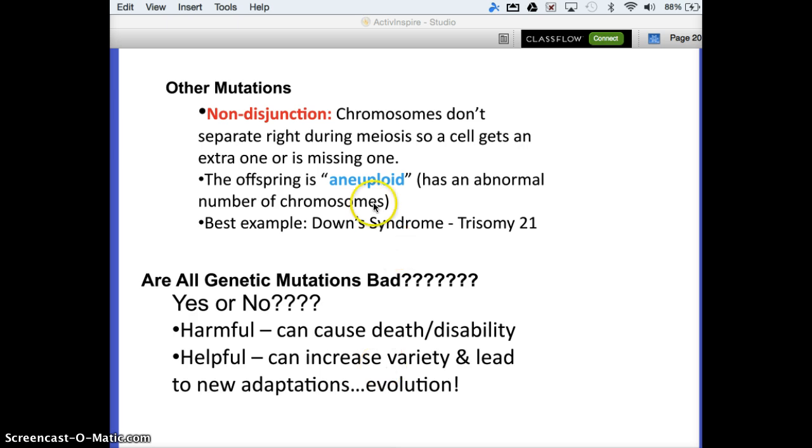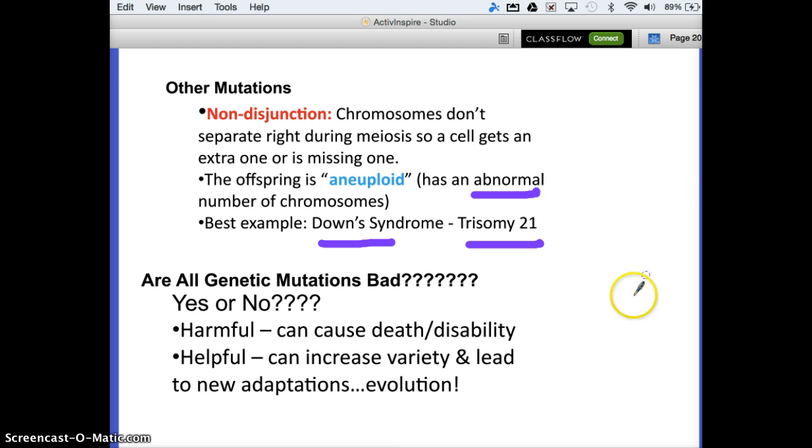So another type of mutation is called nondisjunction, and this one is basically involving the chromosomes, and during meiosis, chromosomes have to separate. Well, sometimes they don't separate correctly, as we talked about during that chapter, and then you can end up either with a missing chromosome and an extra chromosome, and a perfect example of that is what they call trisomy 21 or Down syndrome. And in most cases, the child will have some abnormality and a defect.